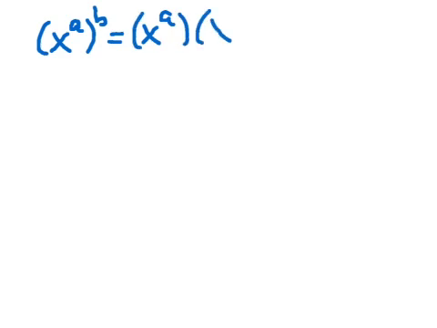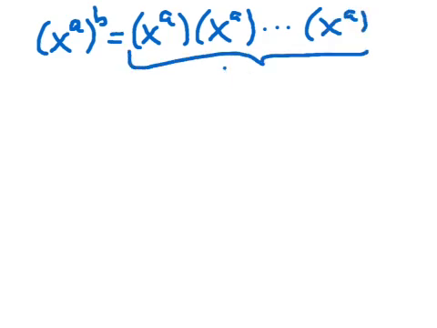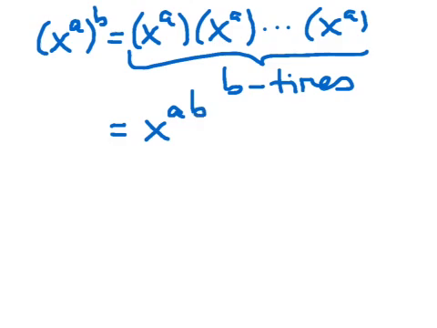So the next rule that I want to look at is x to the power of a all to the b. And what this means is x to the a multiplied by x to the a multiplied by x to the a, etc., b times. So what we have here is x multiplied by itself a times, and then another a times, so that's x to the 2a, and then if we had a third time it would be another x to the a, so we'd have x to the 3a, etc., and we have it b times, so we have in total x to the a times b.